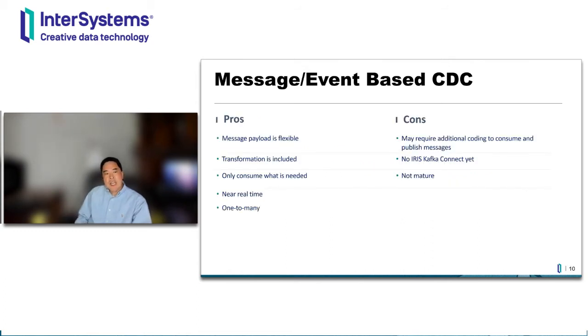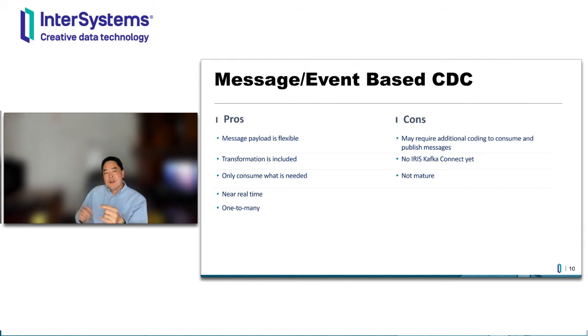Now let's take a look at the pros and cons of this modern message-based CDCs. So I already told you message payload is very flexible. So that means you can put anything there. That's why IRIS is such a good fit, because IRIS fundamentally is a key value store. So we're also very flexible. If you give us flexible payloads, we're going to take it as it is. That's why we give you the performance, right? But we can also do transformations for you.